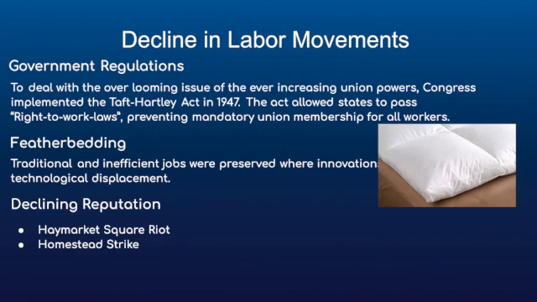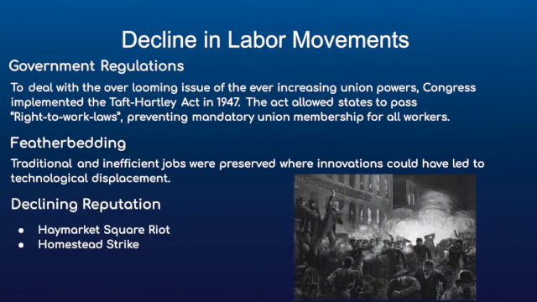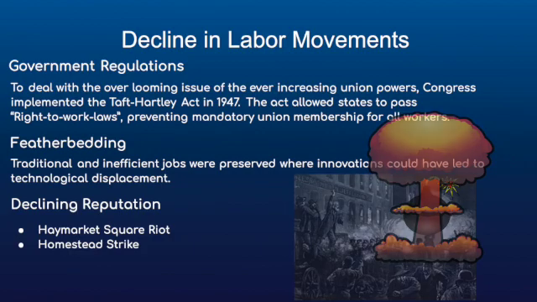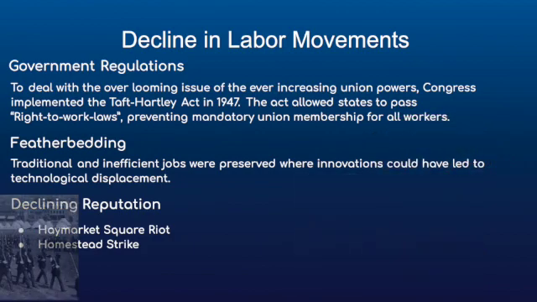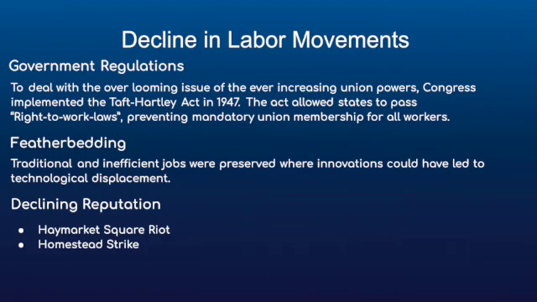free market economy. Other reasons for a decline in labor movements can be attributed to a linkage of labor unions to violent events. The Haymarket Square riot, which originally began as a labor movement advocating for an 8-hour workday, escalated into bombing, killing and injuring people. Additionally, the Homestead strike, which took place at the Carnegie Steel Mill, escalated into a skirmish between the Pinkerton Company and the government.